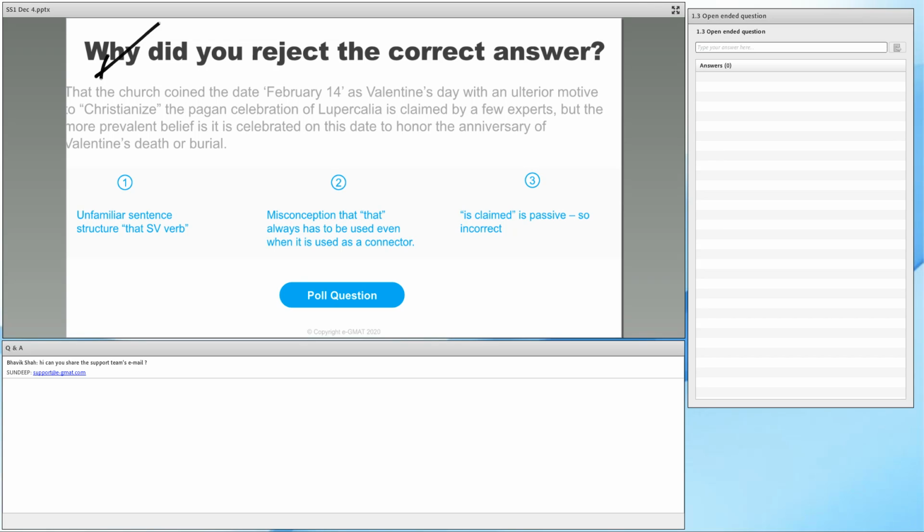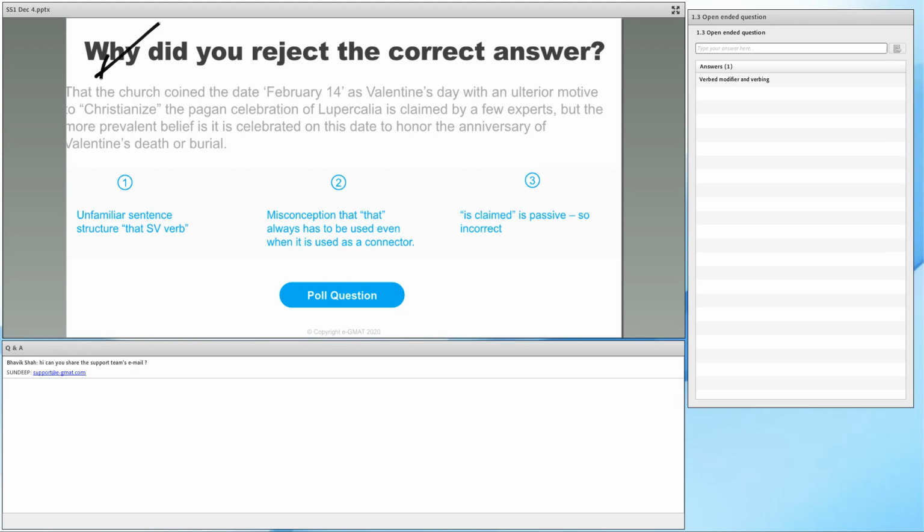Here is an article that we wrote in 2012, where we talked about imperfect lists. How many of you actually start with this thing that, okay, verb-ed modifier and verb-ing can be parallel? A lot of people think, but it is celebrated on this date. But the more prevalent belief is that, and there is a that missing over here. You don't need that. Does it always need to be used? It doesn't always need to be. It's not wrong if you use it, but if you omit it, it's not wrong either. Why? Because it still communicates the right meaning.